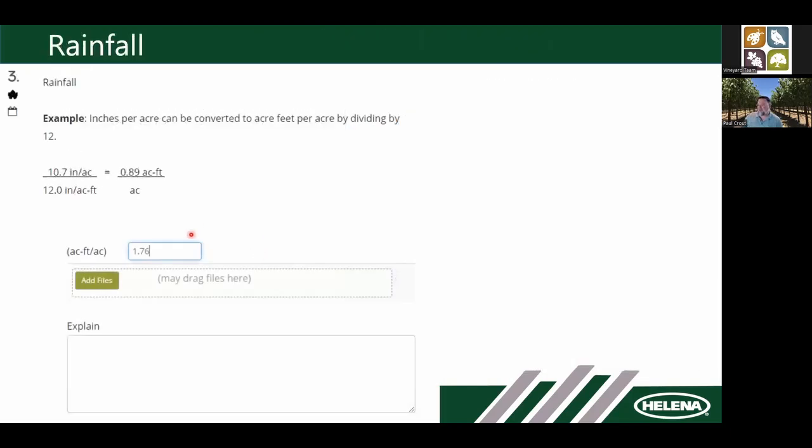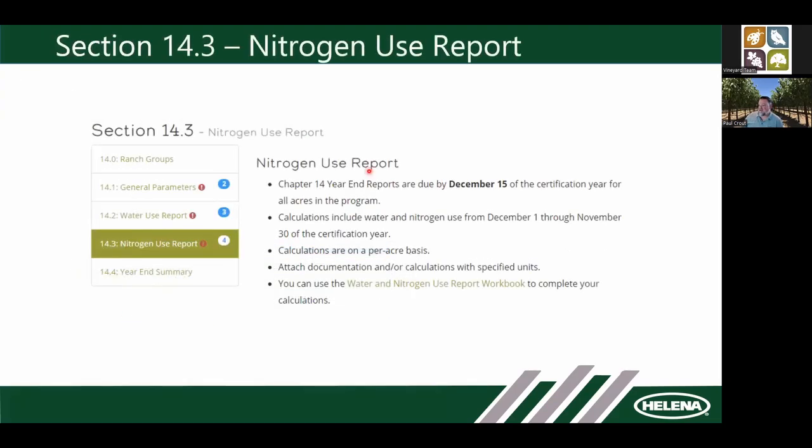So we'll say that we got 1.76 acre feet per acre. Here's our calculation. We used that previous Western Weather one, so we had 21.17 inches per acre. We divide that by 12 inches, and that gets us 1.76 acre feet per acre of rainfall. And there we are. So let's go.